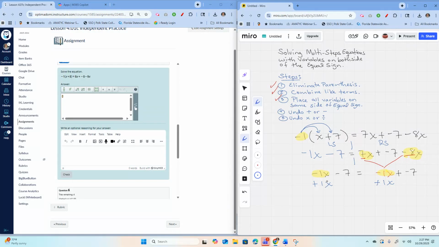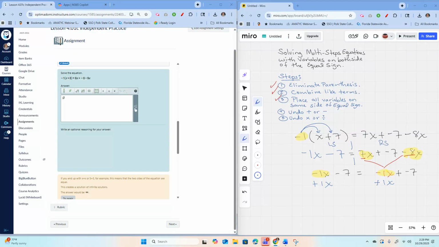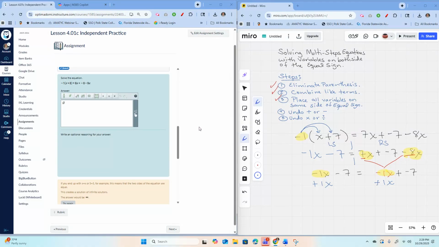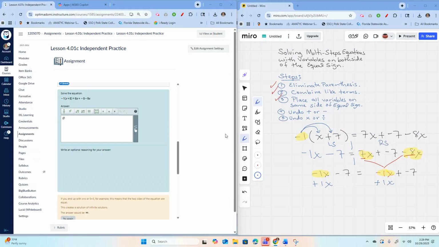Okay? Let me make sure, give me 1 second. All right, I was just double checking. Because you're going to see, we're going to have a weird answer here. So look, I want to put all the letters on the same side. So that's what I did, plus 1x on both sides. I want to get rid of the -1x. The opposite of subtracting 1x is to add 1x.